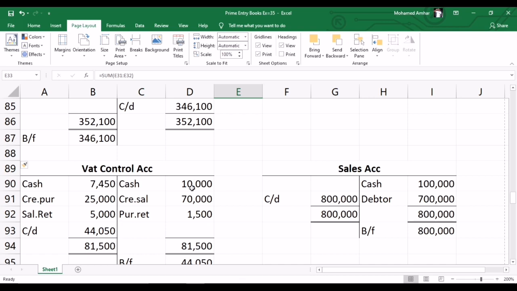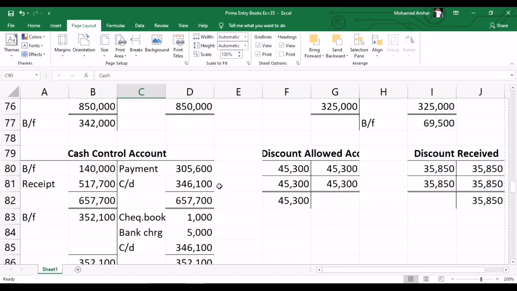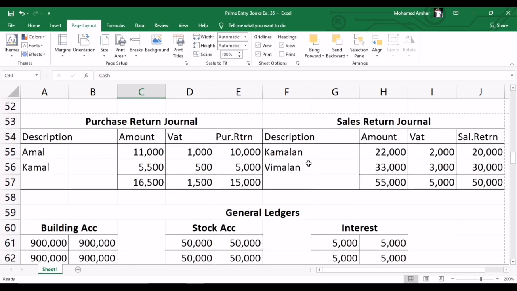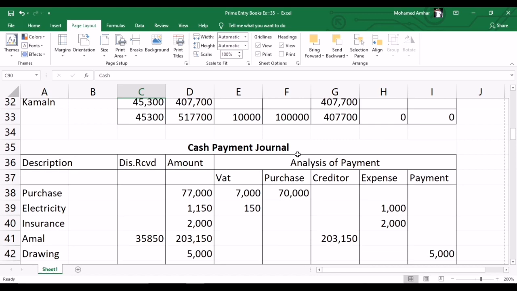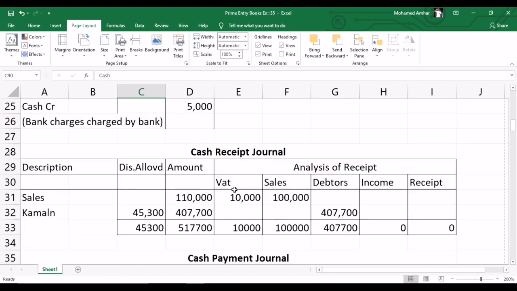Here VAT account credit 10,000, and write the narration cash. Why? Because the other entry is debited to the cash account. So you have to write the name of the debited account, cash, here as narration. Then the cash account is credited, and the other breaks are, this is okay, 10,000.